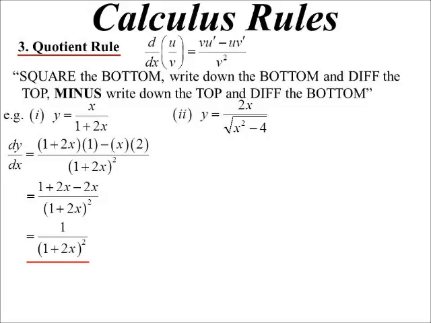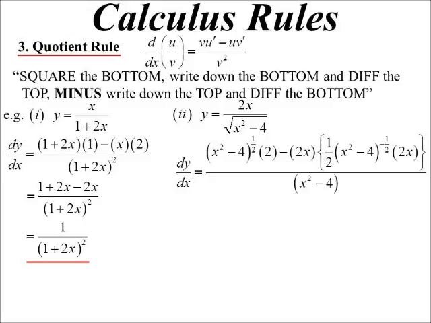Let's try another one. 2x on the square root of x squared minus 4. Square the bottom. Well, when I square a square root, I get power of 1. So it's just x squared minus 4. Write down the bottom: (x squared minus 4) to the power of half. Diff the top: 2. Minus write down the top: 2x. And what comes next? Diff the bottom. So half (x squared minus 4) to the minus half times 2x.